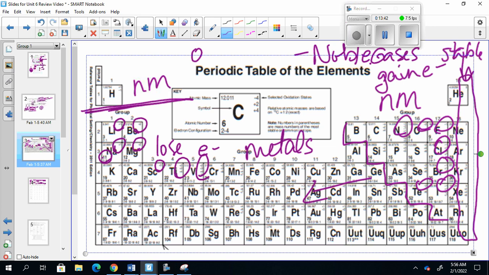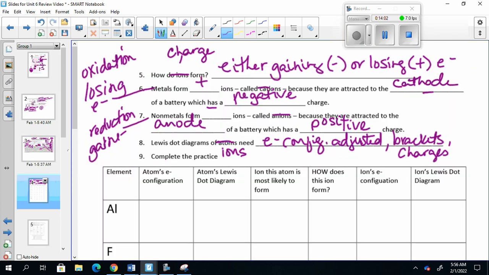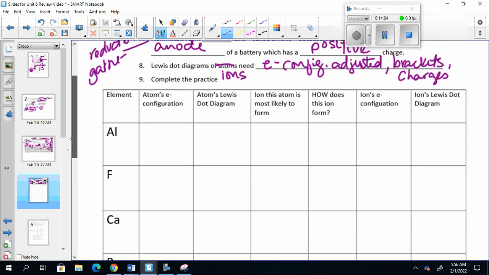And they have met the octet rule. If you look, this one only has one shell. The first shell can only hold 2 electrons, so perfect, it's got its 2. You've got your 8, you've got your 8, you've got your 8, you've got your 8, you've got your 8. So 8 is great, stable. You don't need to gain or lose. You already are stable. So let's go through and do this.